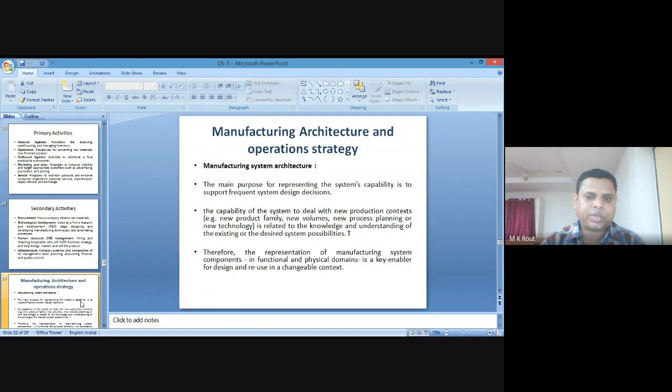loading process. So in that way, you first go to your capability of the system, where you can directly introduce a new product, new volume, or new technologies. And if you go to the related knowledge and understanding of this existing system, the desired system possibility will happen. Therefore, as far as manufacturing system architecture is concerned, this representation of system components in a functional physical domain is a key enabler for the design and reuse in the case of reconfigurable constructs.